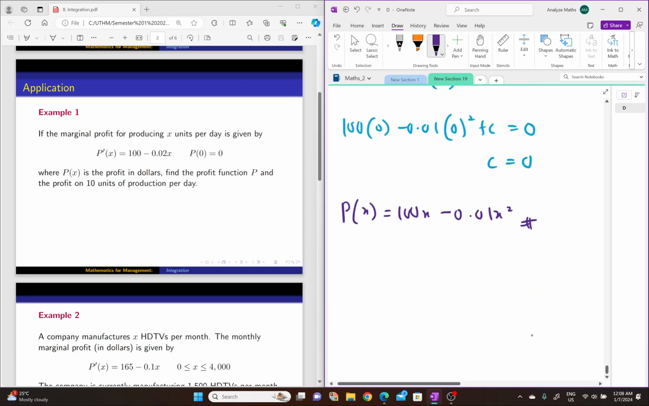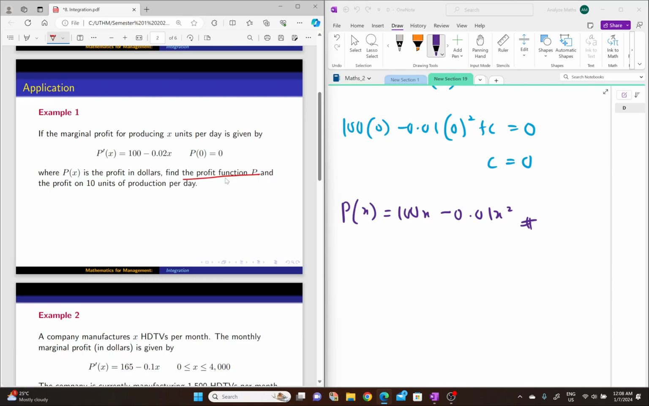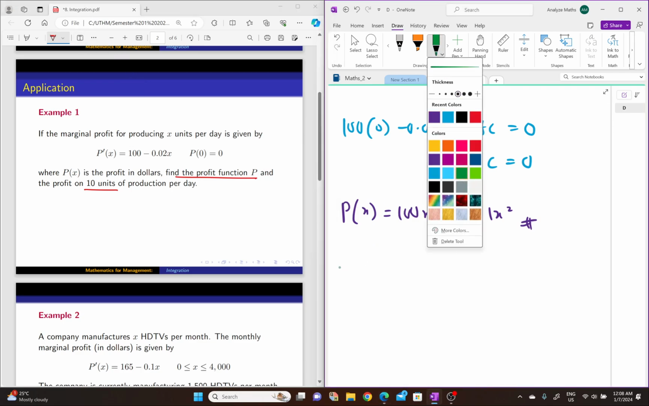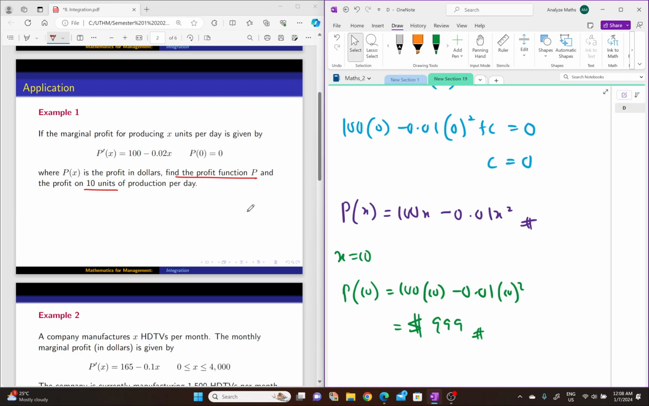Now what do they want? We found the profit function, and they want the profit when x equal to 10. So when x equal to 10, press in the calculator, the profit is dollars 999. That's how you answer example 1. Now example 2.